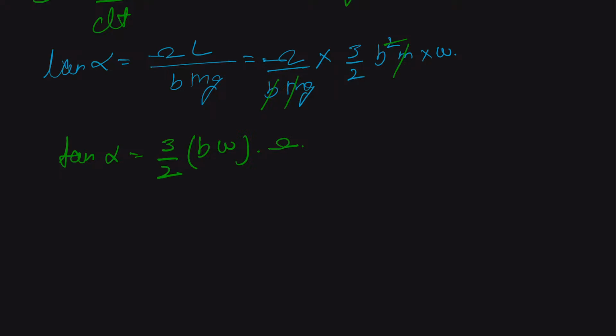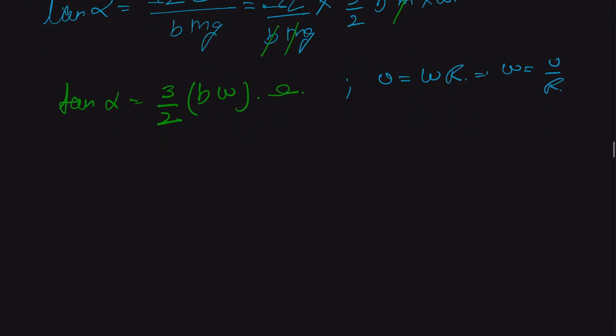Yeah, this is done. And if required, we can also find out the radius value. We know that our linear speed v is equal to omega times r. So from here we can say that omega is equal to v upon r. Therefore, we can write tangent of alpha is equal to 3 by 2 b v r times omega.